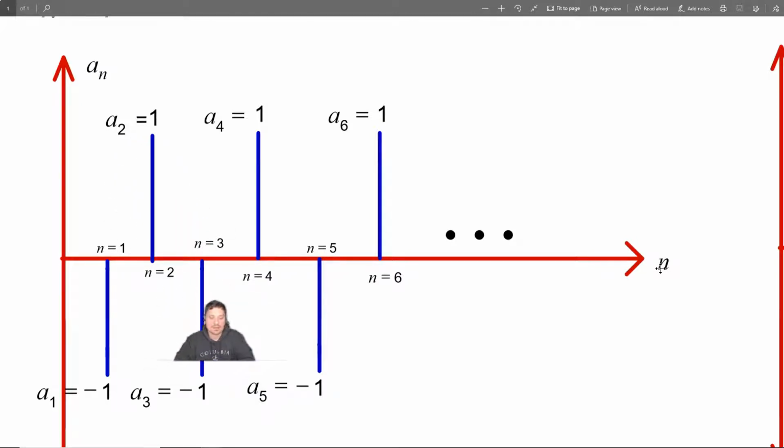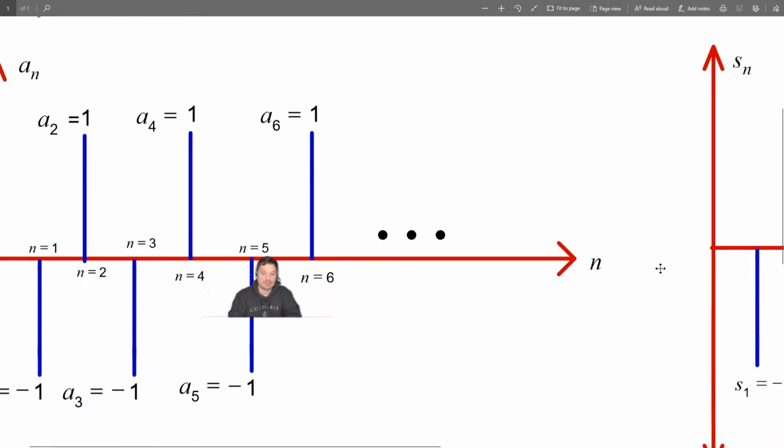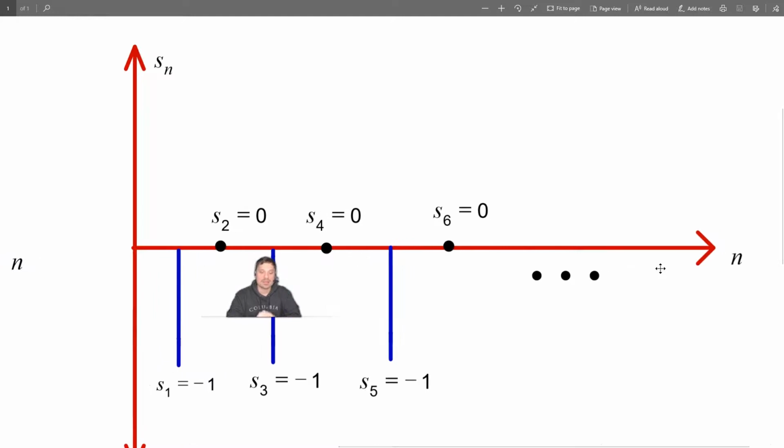When n is 4, a sub 4 equals 1. When n is 5, a sub 5 equals negative 1. When n is 6, a sub 6 equals 1. The dot dot dot means this pattern continues, going up and down, up and down. Clearly, just by looking at this, the terms are oscillating from negative 1 to positive 1. Does this have any impact on the sum? It clearly will. Let me zoom over to the next graph.